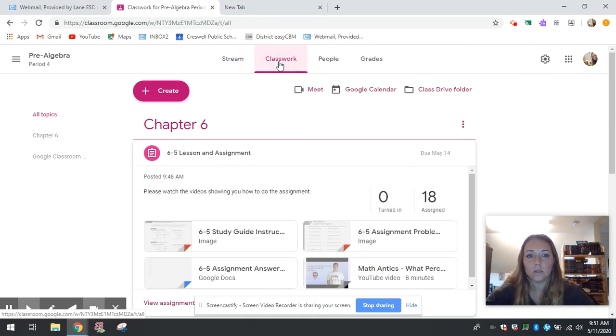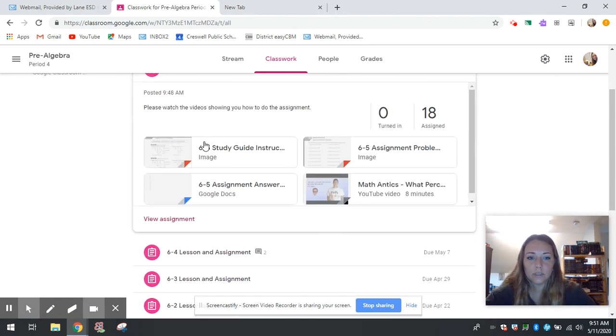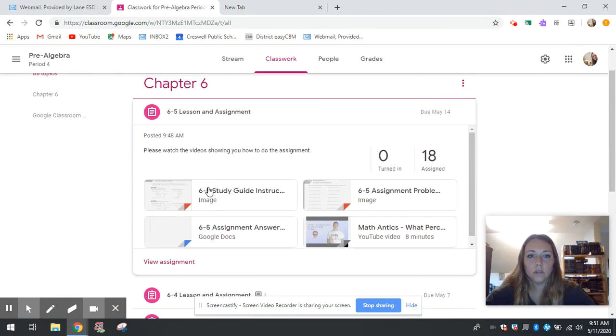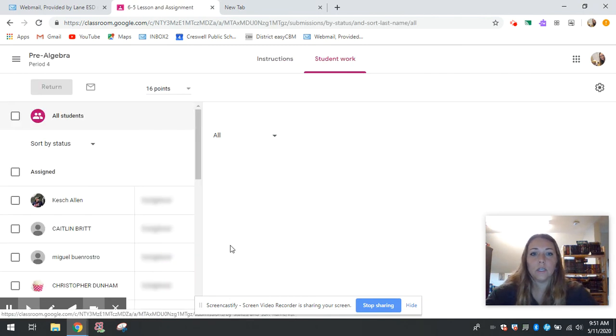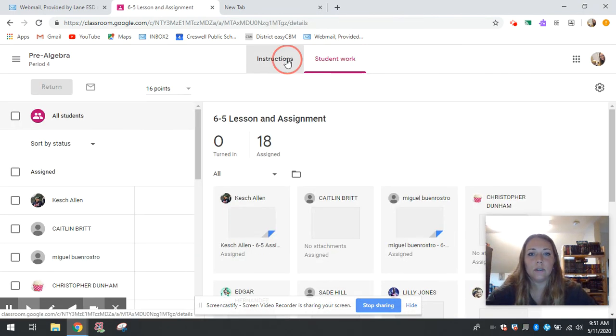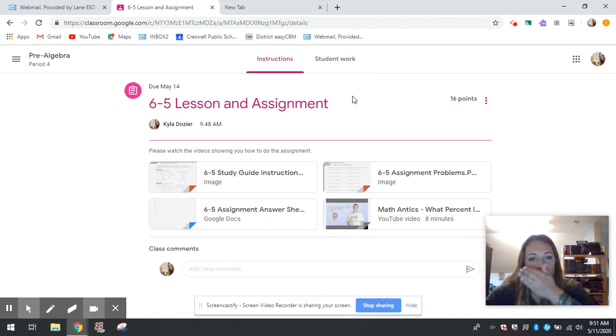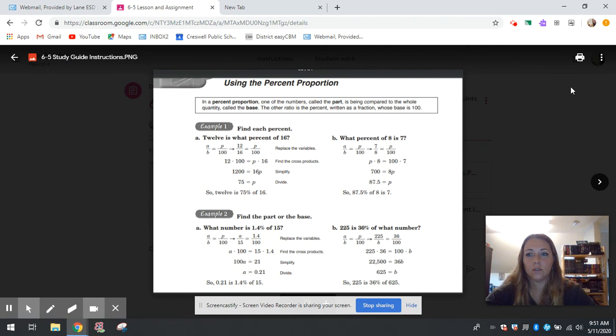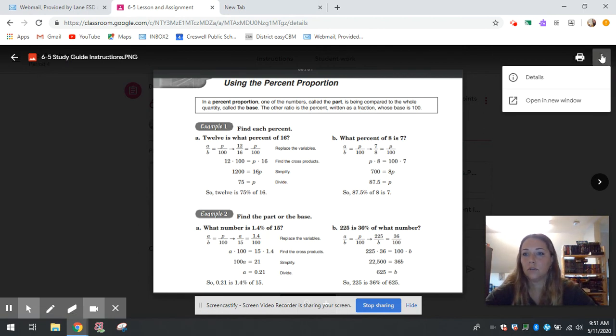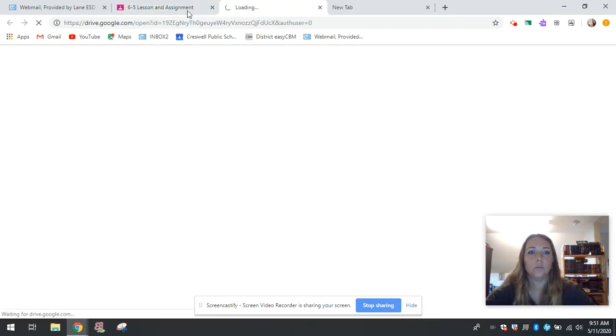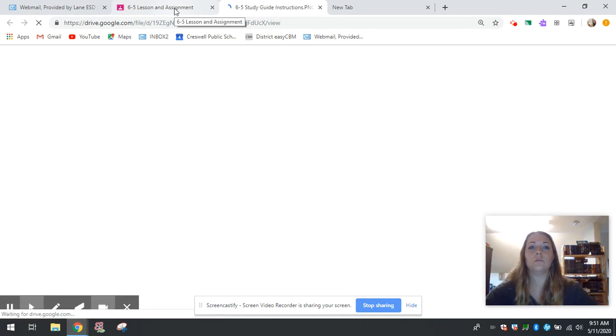I'll go to my classwork. And here I have chapter 6 assignments and 6-5. So I'll click on that and view details or view assignment, and I'll go to instructions. And then here are the instructions. So I'm going to click those three little dots and open that in a new window so I can switch back and forth between whatever I want to.